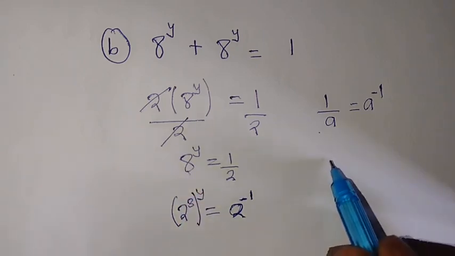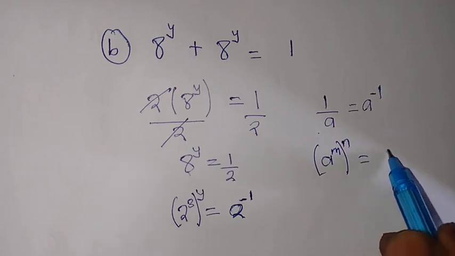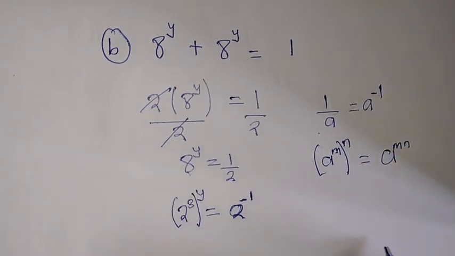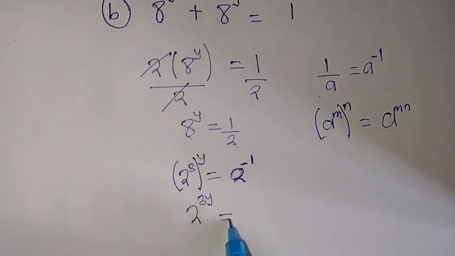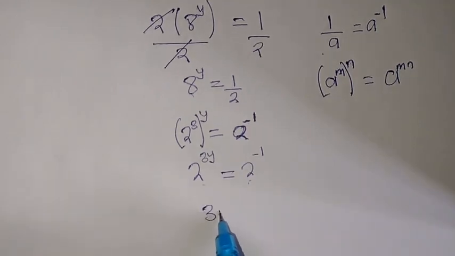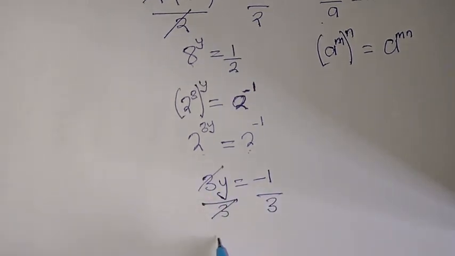From this stage, we can apply the principle where we have a power m in brackets, again raised to the power of n. We multiply the powers, power of the power, m times n. This gives us mn. So we do the same. We have 2 to the power 3 times y, which is 3y, equal to 2 to the power negative 1. The whole essence of doing this is to make sure that we have the same bases. If we have the same bases, we can equate the powers. So we have 3y is equal to negative 1. We divide by 3, even this side we divide by 3, so this and this cancel. Y is equal to negative 1 over 3.